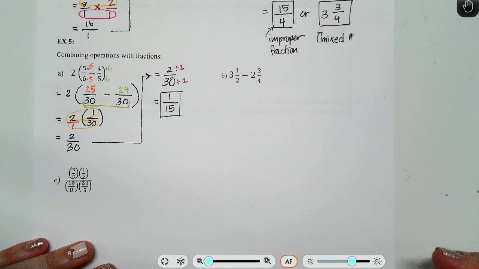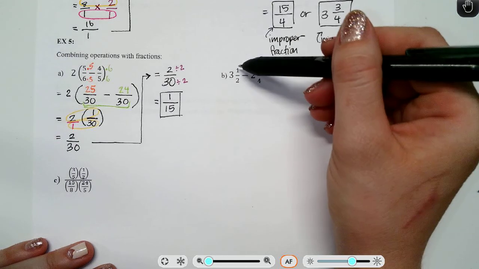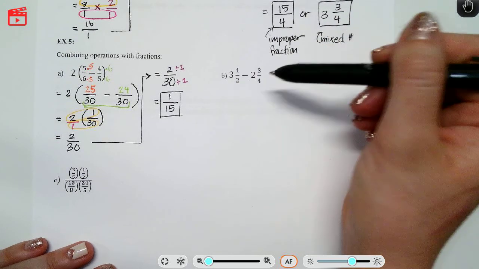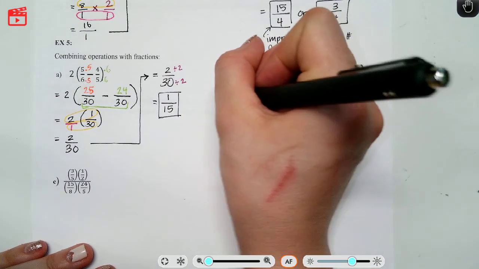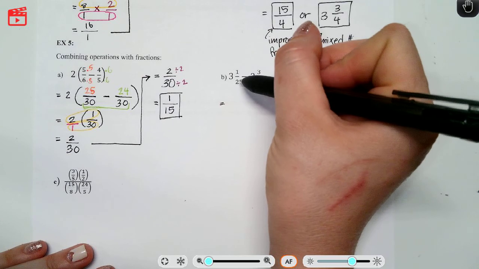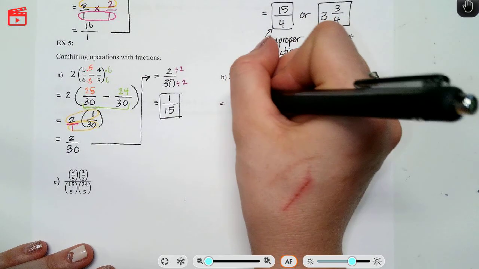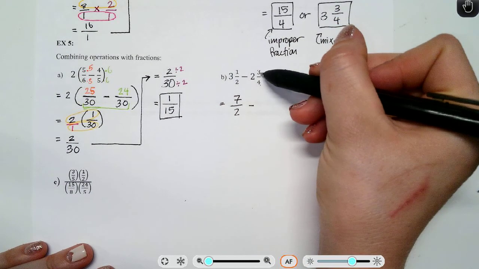All right, so B. Oh, well this one's not too bad. We have a mixed number and a mixed number and subtraction. With mixed numbers and subtraction, remember, we're going to change them to improper fractions. So that's 2 times 3, which is 6, plus 1 is 7. Minus 4 times 2 is 8, plus 3 is 11.